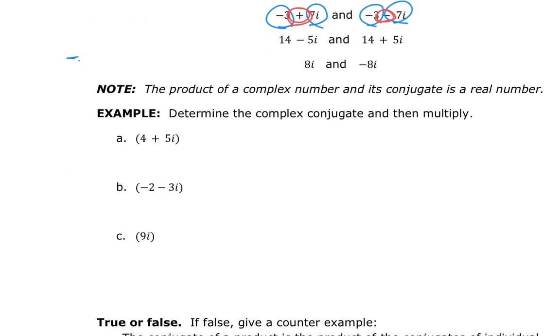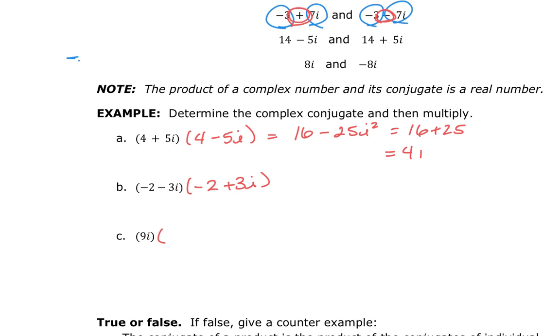So if I'm asked to find the complex conjugate and then multiply, we know from up above and here that this is going to be 4 minus 5i. We also know that at the end of the day, this is going to be 16 minus 25i squared, which, I squared becomes negative 1, so it's 16 plus 25. And then I just add those two together, and I'm going to get 41. Similarly, I know this is negative 2 plus 3i. I'll let you finish that.